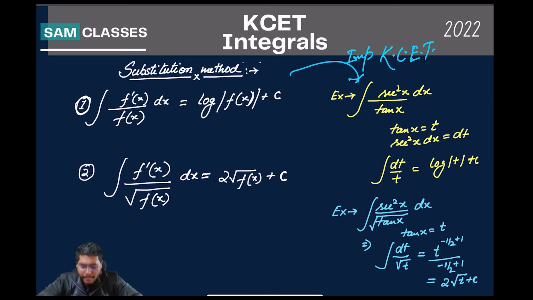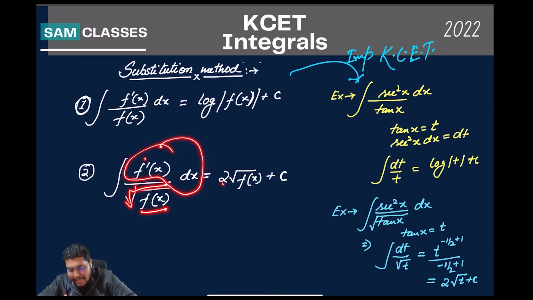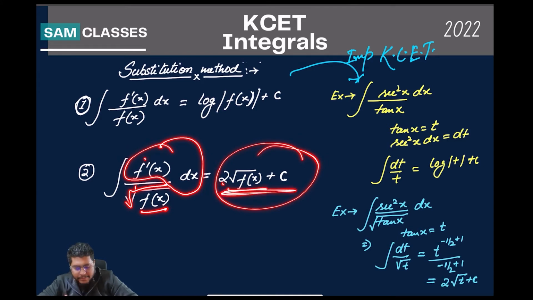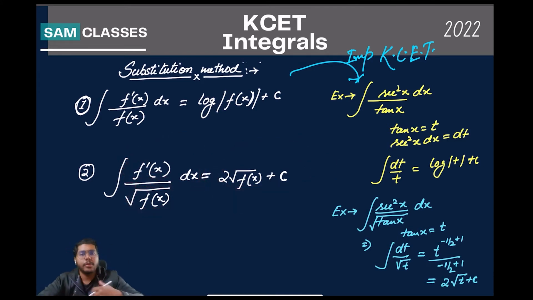So always see it. That's why we made a kind of short trick, like the short tricks people put up in YouTube videos. So whenever you have f(x) in root and its derivative f dash x dx above, directly you can write the answer 2 root f(x) plus c. Directly. Now every time you don't have to do the substitution. So you need to practice, and you need to keep that in mind.